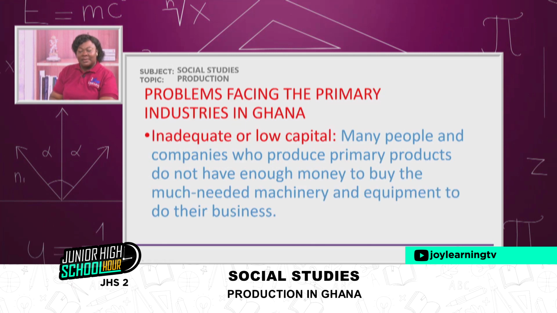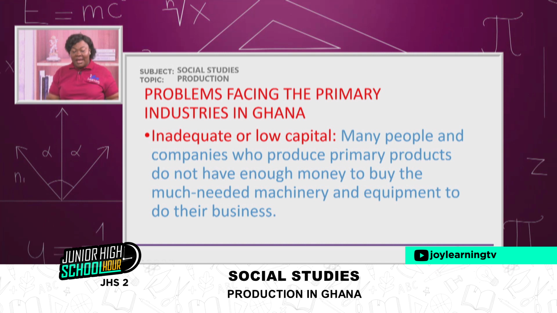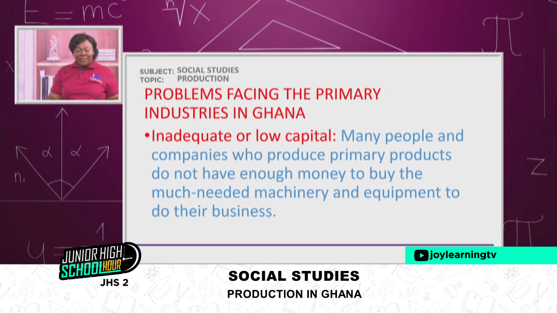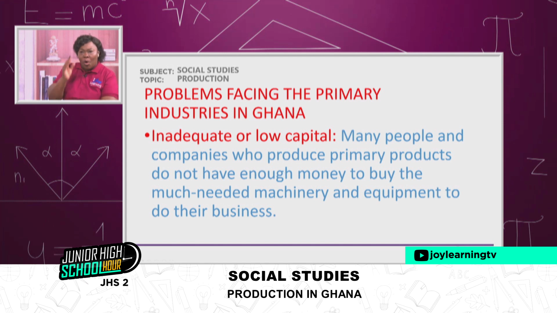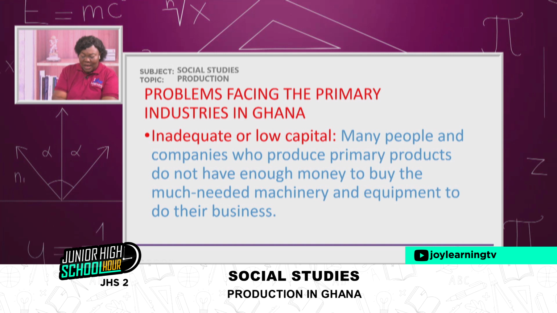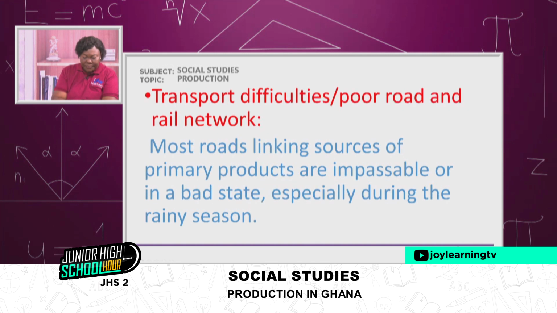Problems facing the primary industries. So if there's a contribution, definitely there will be a what? A problem. Right. So, inadequate or low capital. Many people and companies who produce primary products do not have enough money to buy much needed machinery and equipment to do their business. Yes, of course. Or if they even have, they may not have all of them to be able to achieve their targets.